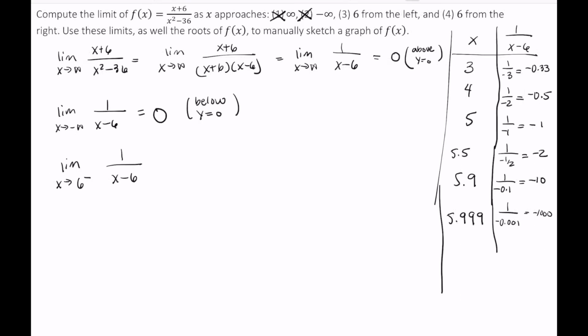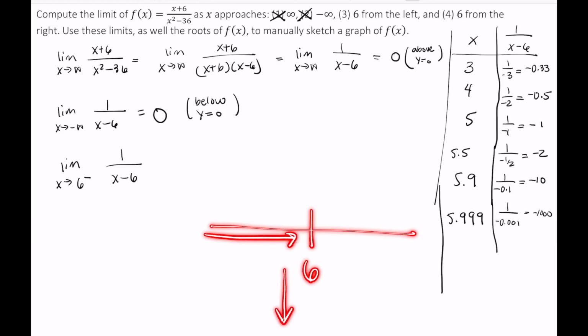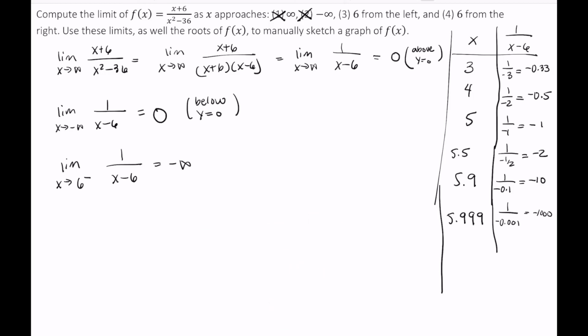So what we can gather from this table is that as x values approach 6 from the left-hand side, the values of f of x are getting more and more negative. That is, they're getting very large negative. So this is negative infinity.